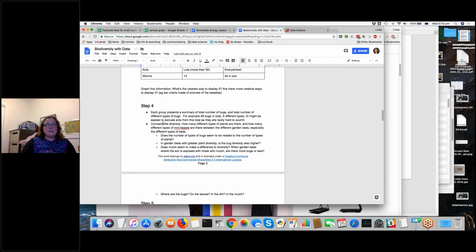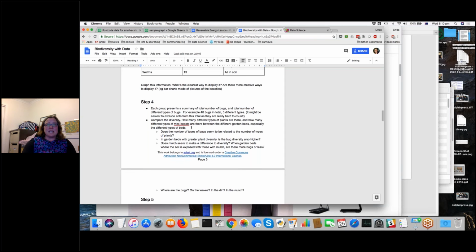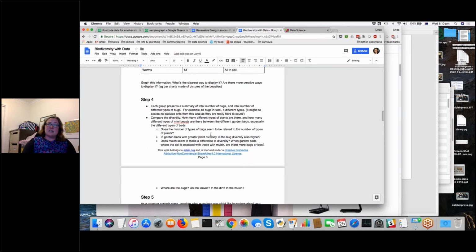And then what we're looking at is to compare the diversity. How many different types of plants are there, and how many different types of mini beasts are there between the different garden beds, particularly the different types of beds. So what we're looking at is, does the number of types of bugs seem to be related to the number of types of plants? In other words, if there are more different types of plants in the one garden bed, are there also more different types of bugs? And does the mulch seem to make a difference to the diversity? When garden beds where there's no mulch were counted, were there more bugs or less bugs?